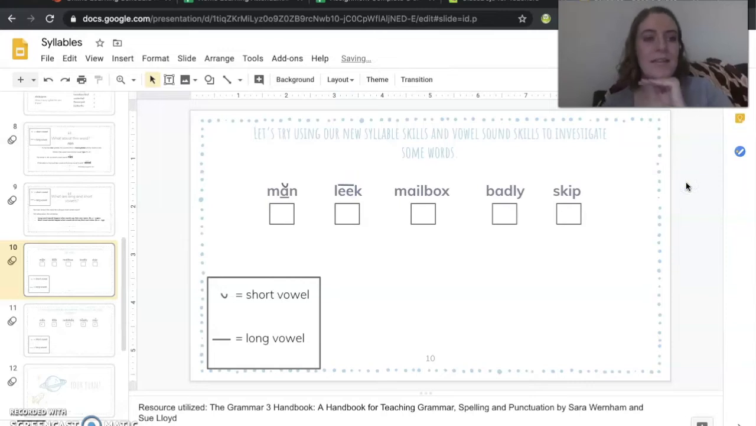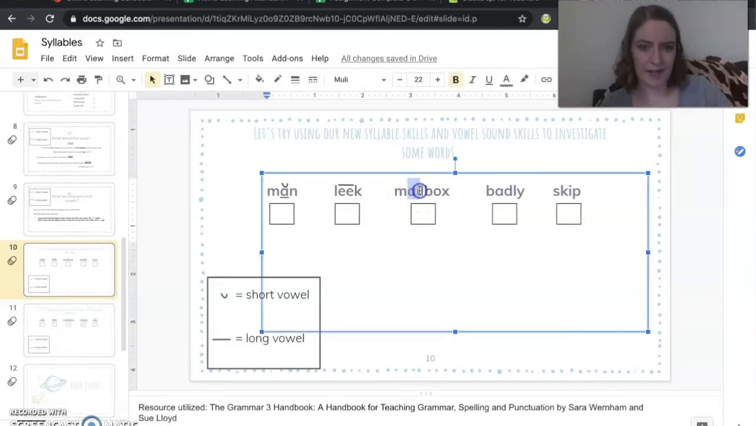And leak, it only has one syllable. So look at that, it has one vowel sound and one syllable. So now let's take a look at this next word here. So take a look, find your vowels first. I see an A and an I, and I see an O. So I have three syllables here.